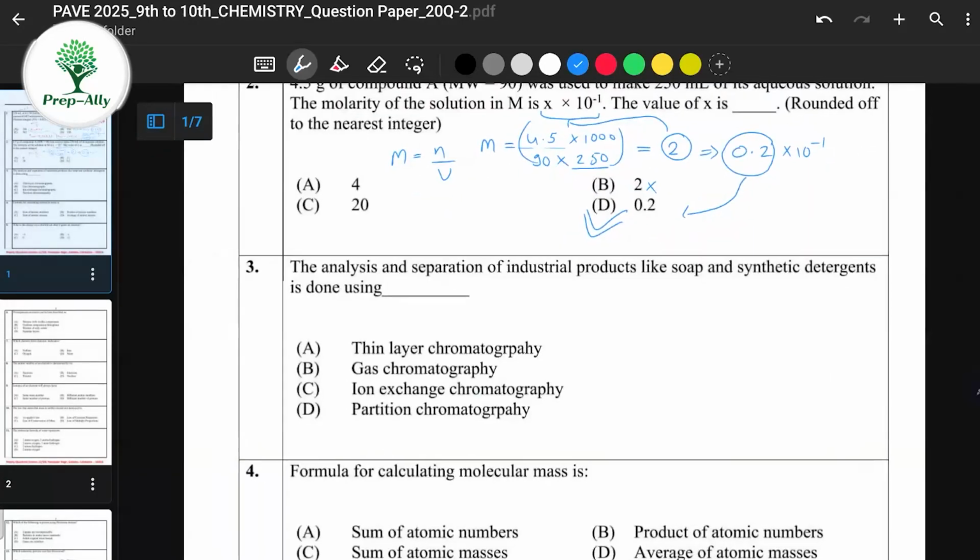Now, similarly, we have another question, the analysis. Third question: the analysis and separation of industrial products like soap and synthetic detergent is done using gas chromatography. Industrial products like soap and synthetic detergent, or mixtures of fatty acids, esters, surfactants, are compounds that are converted into volatile derivatives. We use gas chromatography so that these compounds can vaporize and separation can happen. So the correct option for this will be gas chromatography, B.